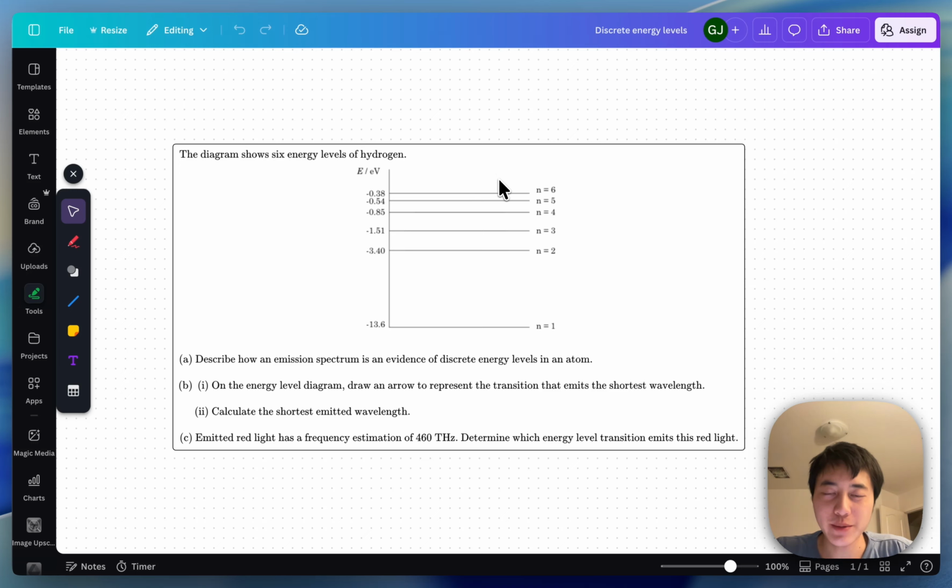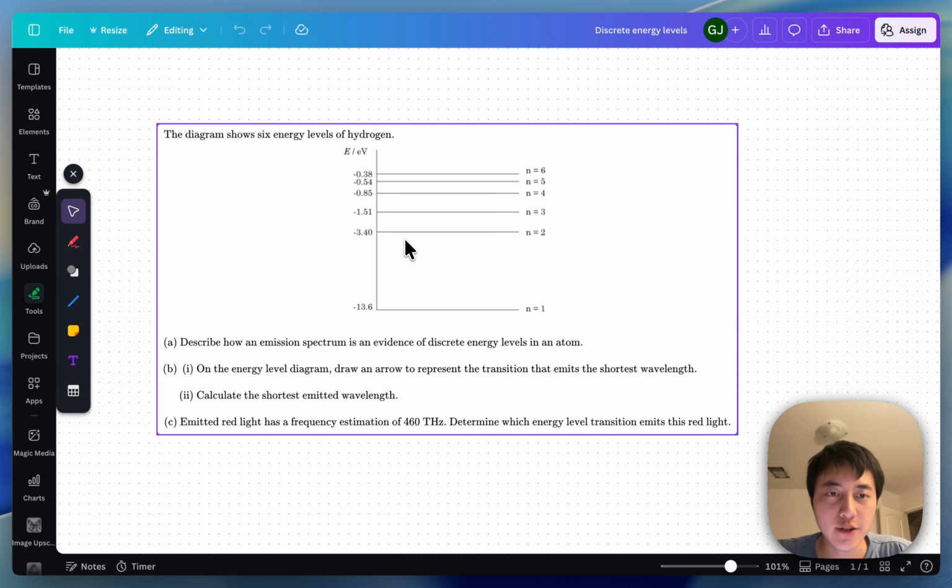Hello, today we're going to be doing a physics question, and it's in topic or theme E, and it's on discrete energy levels. So the diagram shows six energy levels of hydrogen. Describe how an emission spectrum is an evidence of discrete energy levels in an atom.